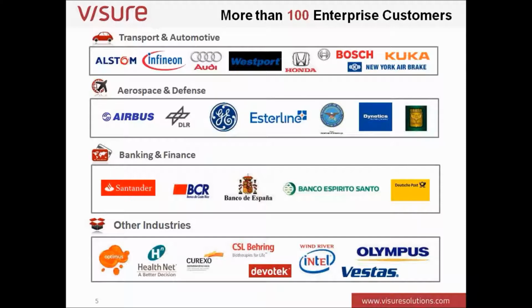We have more than 100 enterprise customers now, and these are customers who are long-term and significant users of Visual Requirements. You can see here that we cover a number of sectors. Obviously, we have a large presence in, as I mentioned earlier, the automotive and transport industries. With Alstom in particular, they also use our technology in their energy businesses as well. So again, a good spread of customers across aerospace, defense, banking, finance, and a number of other industries who are users of our technologies.